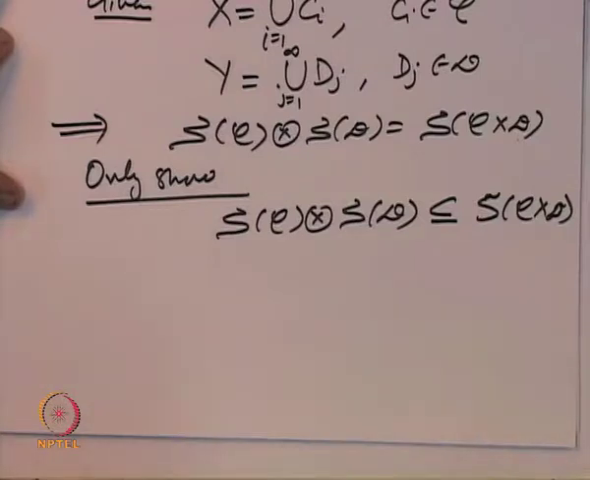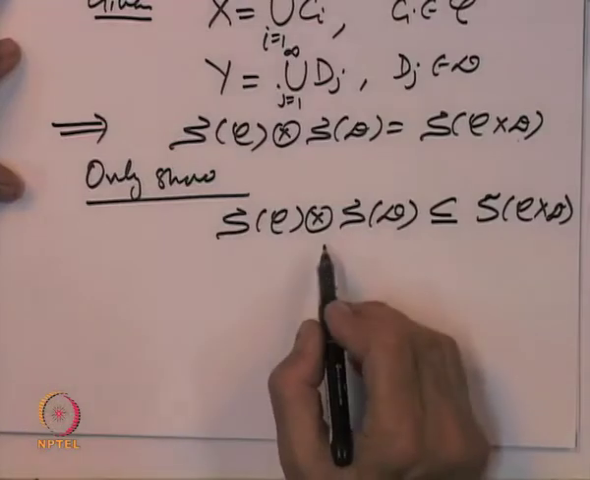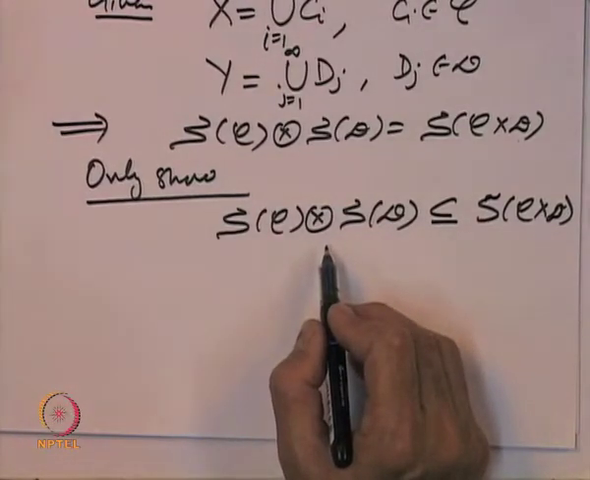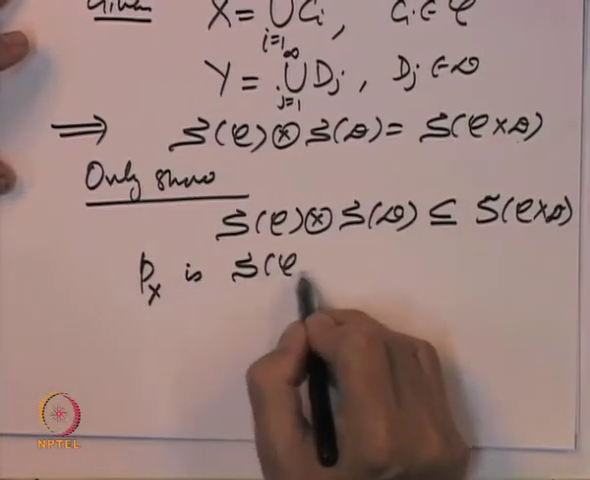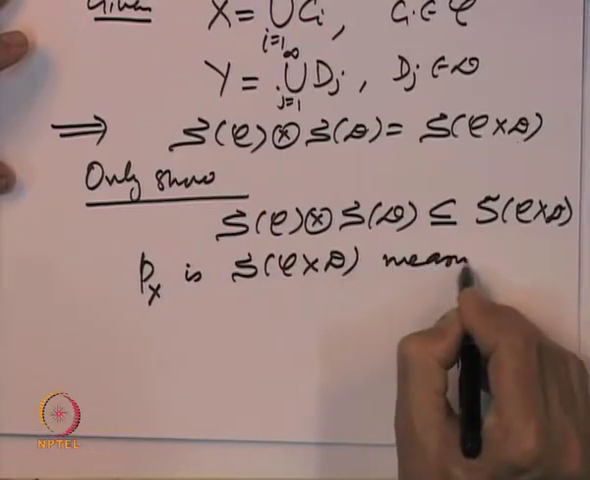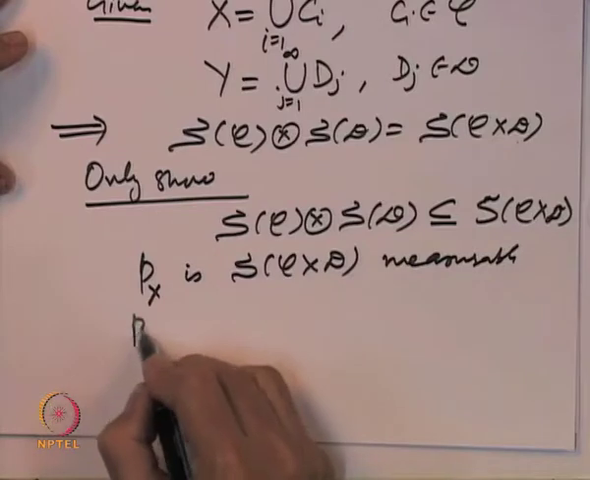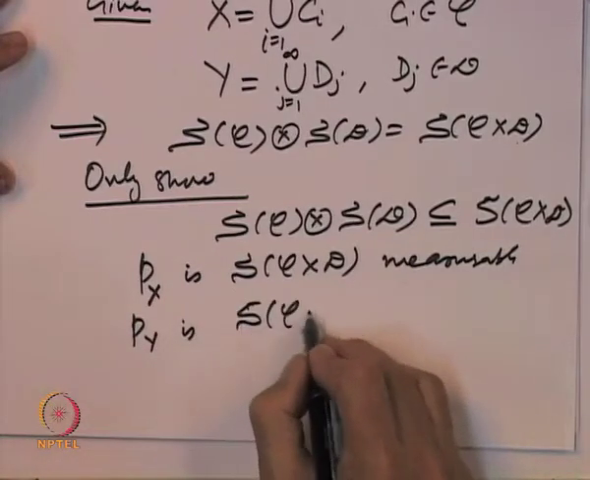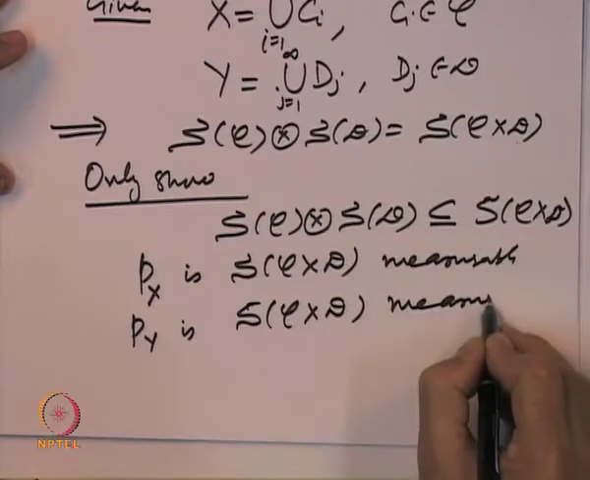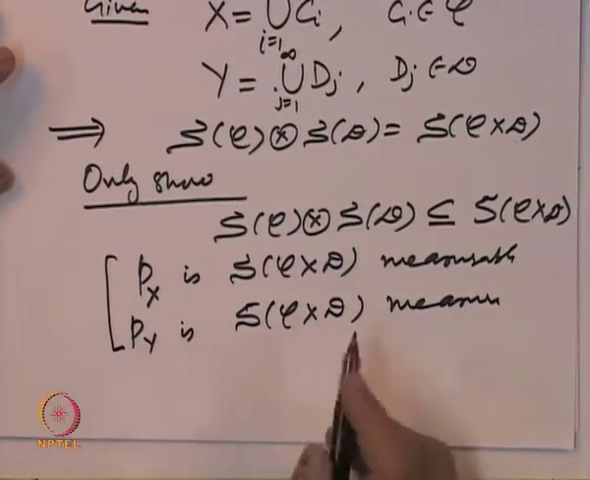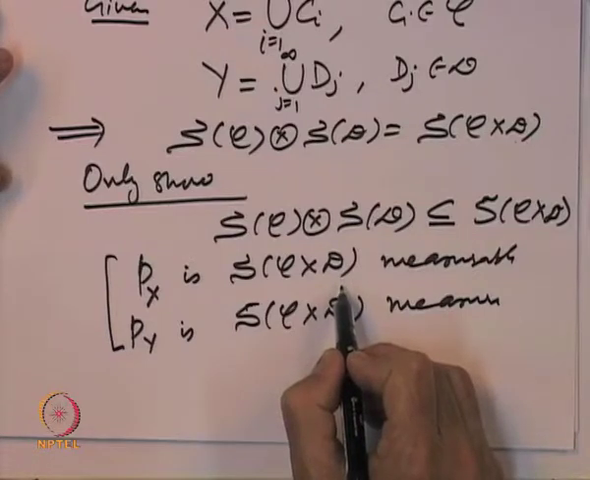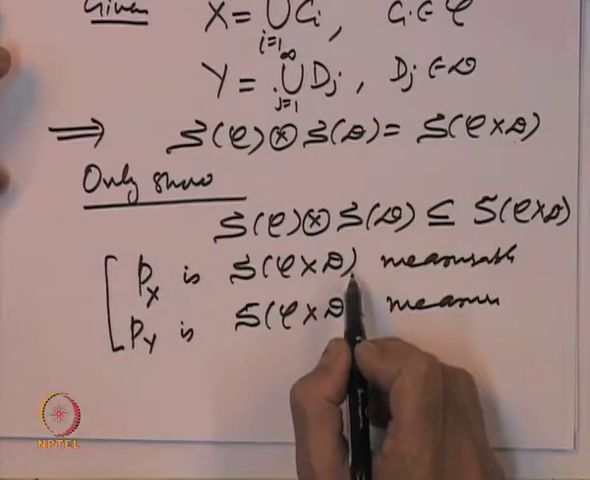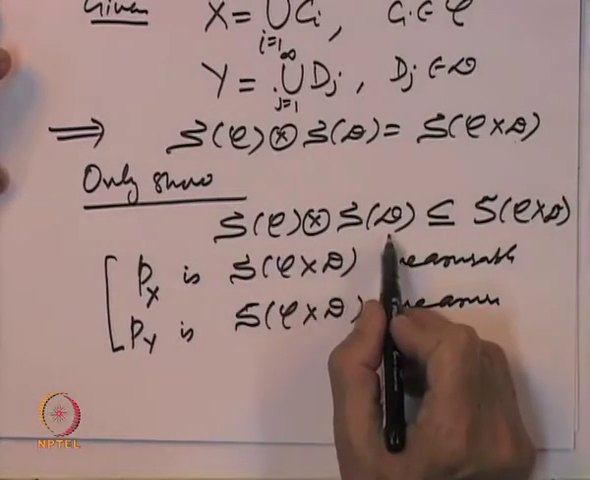To show this, we will follow the previous proposition, which said that the product sigma algebra is the smallest sigma algebra with respect to which the projection maps are measurable. So, supposing we are able to show that the projection map P_x is S of C cross D measurable, and P_y is also S of C cross D measurable. If we show this, what will it mean? P_x and P_y are both measurable with respect to this sigma algebra S of C cross D. So, it must include the product sigma algebra, namely S of C cross S of D.